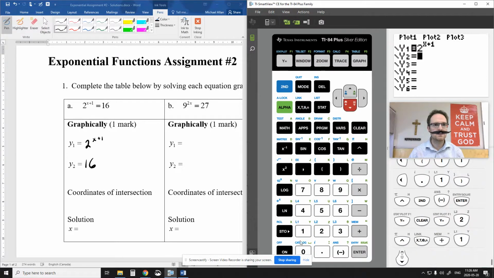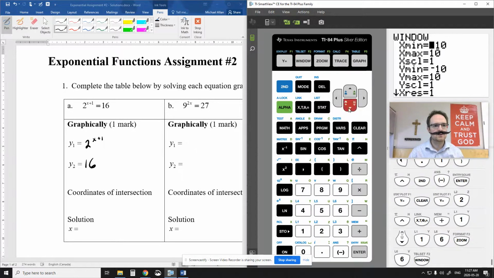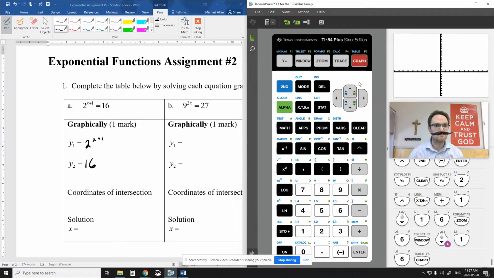So you can see here, and I'll put a 16, and then I'm going to go zoom standard just to start off. Now the zoom standard is not going to fit that 16 line. Remember, y = 16 is a horizontal line at 16, but this graph only goes as high as 10 right now. So we're going to go window, change the y maximum to be at least 16, so I can at least see that line on the top. There it is, right on the top.